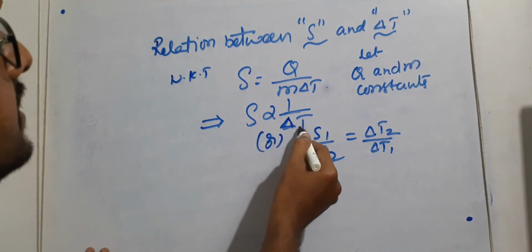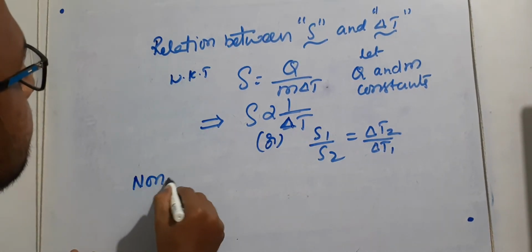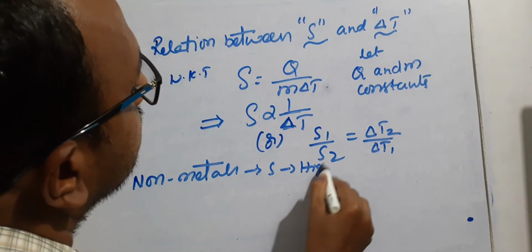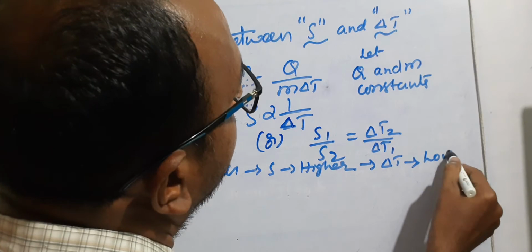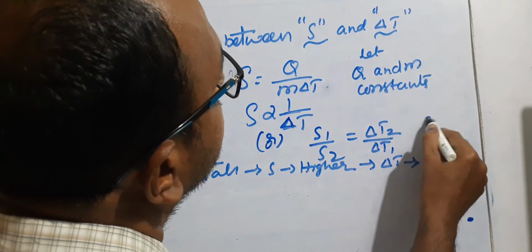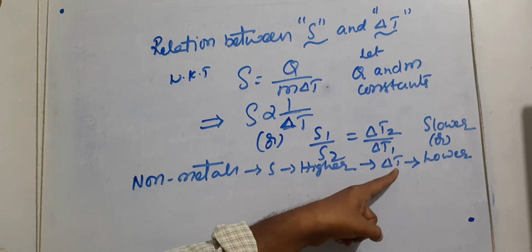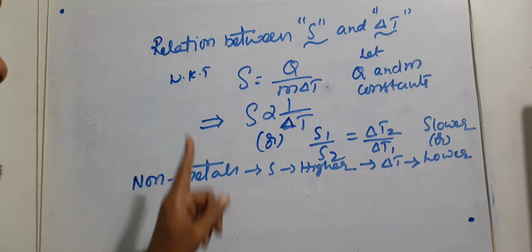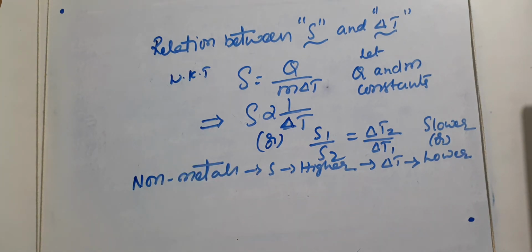So when S is higher, delta T will be lower. For non-metals, the S value is higher, so delta T will be lower or slower, because the specific heat value is higher. So when we heat such materials, the rise in temperature will be lower, or if we cool hot non-metals, the fall in temperature also will be lower because they have higher specific heat values.